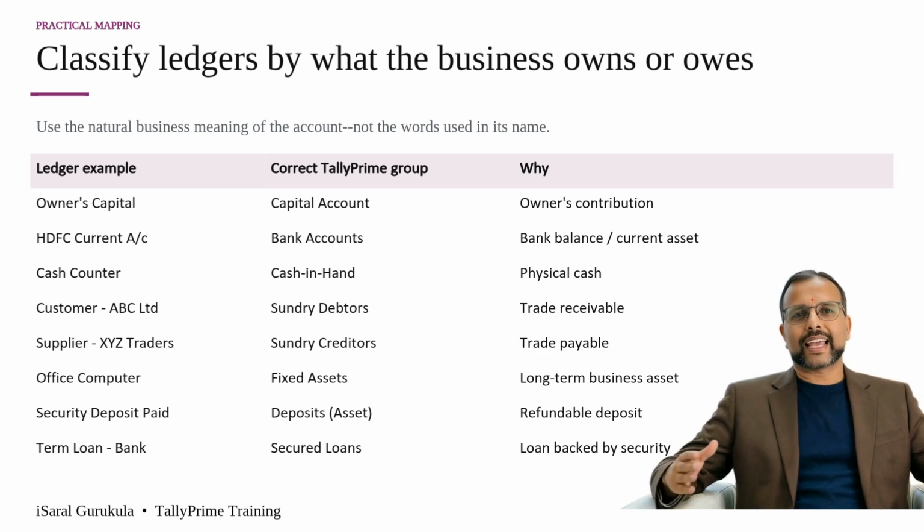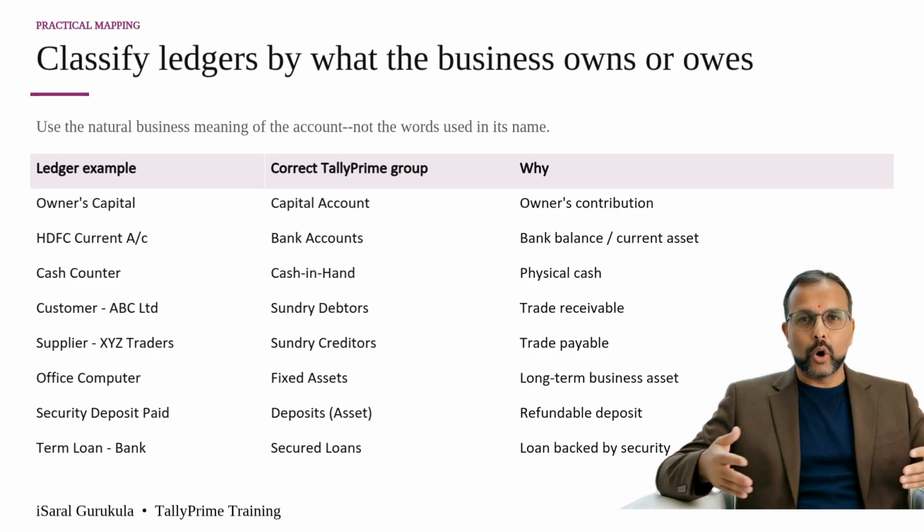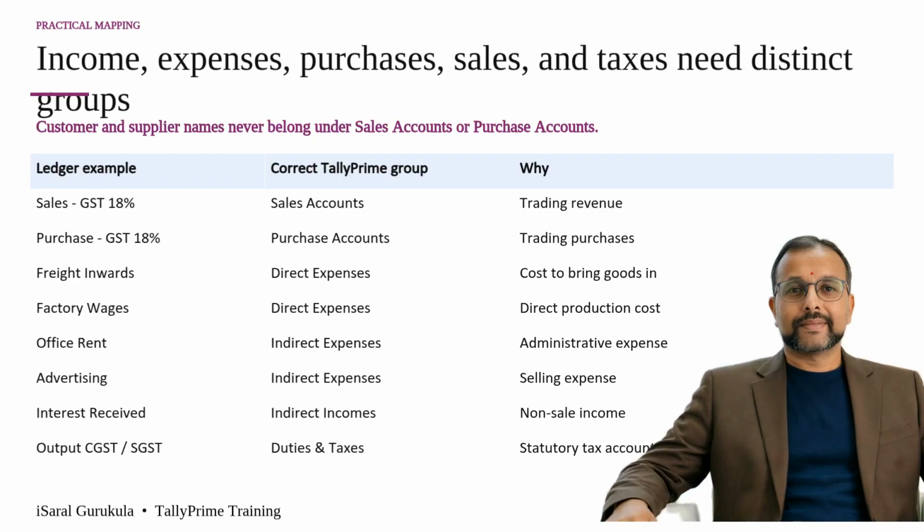A supplier like XYZ Traders is a trade payable, so sundry creditors is correct. An office computer is a long-term business asset, so it's a fixed asset. Security deposits you've paid belong in deposits as an asset. And a term loan from the bank is a borrowing backed by security, so secured loans are under loans as liability. Now for income and expense accounts.